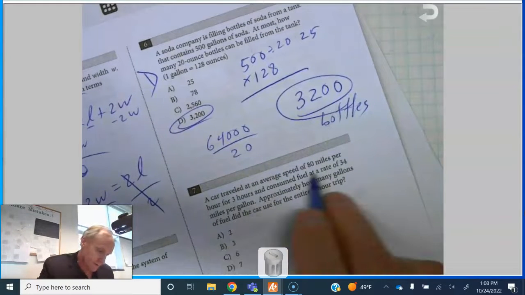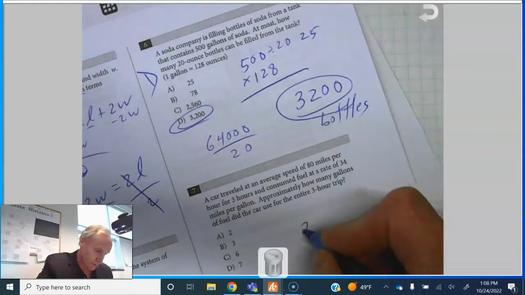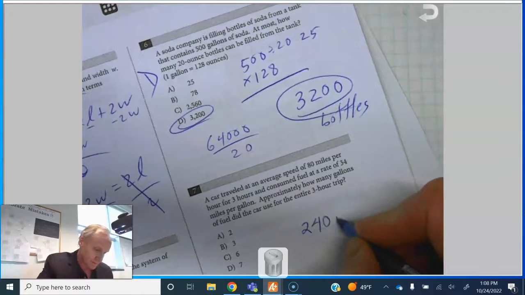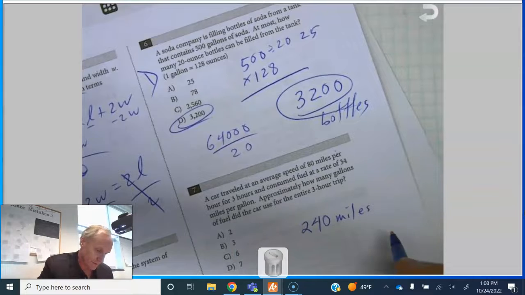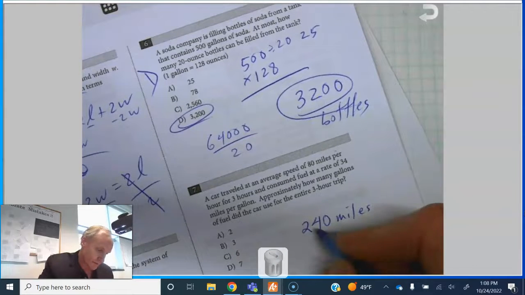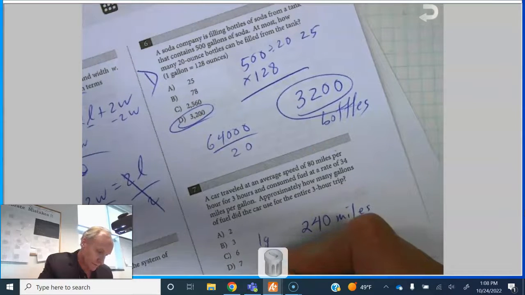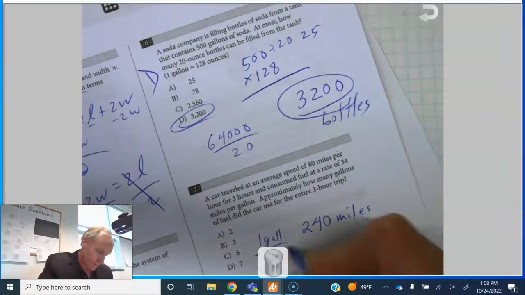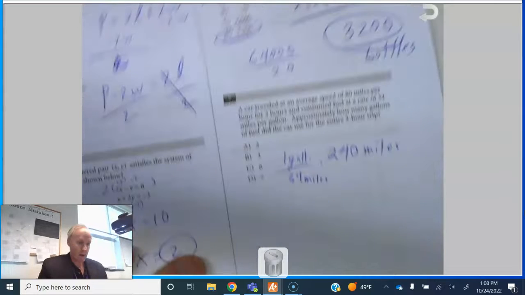All right, a car traveled an average speed of 80 miles per hour for 3 hours. So we went 240 miles. Now, this is only an average speed. Consumed rate at 34 miles per gallon. Approximately how many gallons did he use for the 3-hour trip? So this is miles, and we've got miles per gallon. So I'm going to do 1 gallon for every 34 miles. And so you're just going to take the 240 divided by 34.